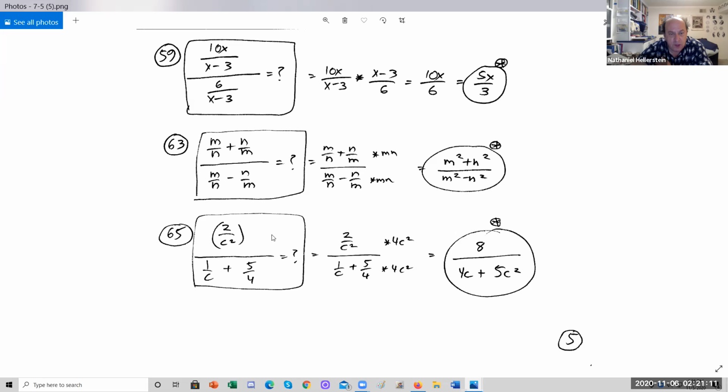You have 2 over c squared, all that divided by 1 over c plus 5 over 4. The inner denominators are c squared, c, and 4. The least common multiple of those is 4c squared. C squared goes into it, c goes into it, 4 goes into it. So multiply above and below by 4c squared. 2 over c squared times 4c squared is 8. 1 over c times 4c squared is 4c. 5 fourths times 4c squared is 5c squared. So 8 over 4c plus 5c squared.